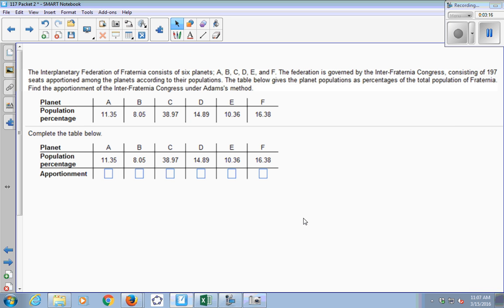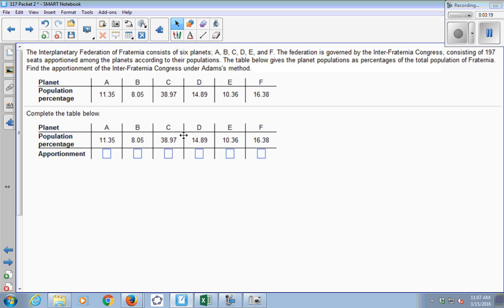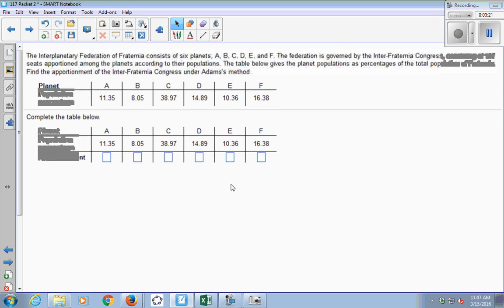Okay, so we've got the Interplanetary Federation of Fraternia. Just keep in mind also your numbers in your homework are going to look a little bit different than the numbers in my homework. Everybody's numbers are a little bit different, even though the problem is pretty much the same. All right, so we've got 6 planets, A, B, C, D, E, and F, and the Federation is governed by the Interfraternia Congress. It has 197 seats apportioned among the planets according to their populations. The table gives the planet populations as percentages of the total population of Fraternia.